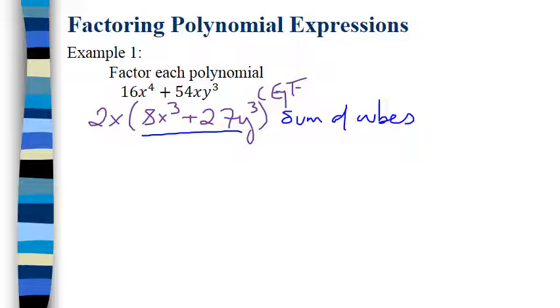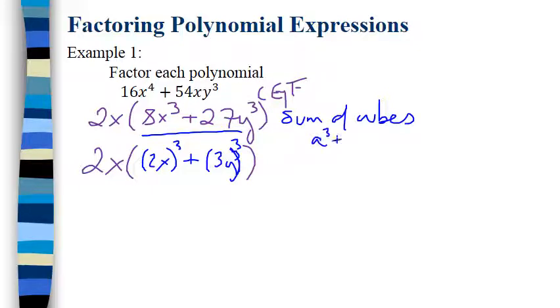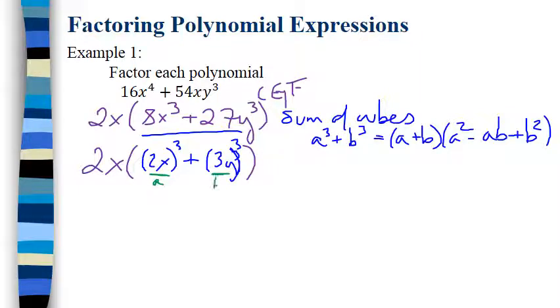And so we can rewrite 8x cubed as 2x quantity cubed, and 27y cubed we can rewrite as 3y quantity cubed. And remember, sum of cubes has the form, if we have a cubed plus b cubed, we use SOAP to rewrite it as a plus b, the same sign, times a squared minus ab, because opposite sign, plus b squared. So that's the form of the sum of cubes. So this is our a, and this is our b.